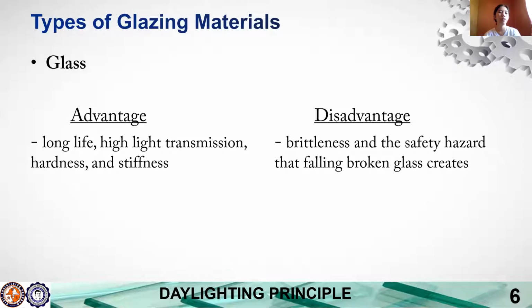Next is types of glazing materials. Originally, only glass was used as a glazing material. Advantages of glass include long life, high light transmission, hardness, and stiffness. The main disadvantage of glass is brittleness and the safety hazard that falling broken glass creates. Glass can be made more resistant to breakage by increasing its thickness, by heat treatment, and by combining it with reinforcing materials such as wire or a plastic film.